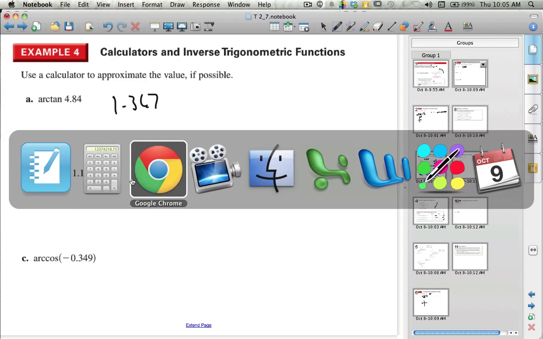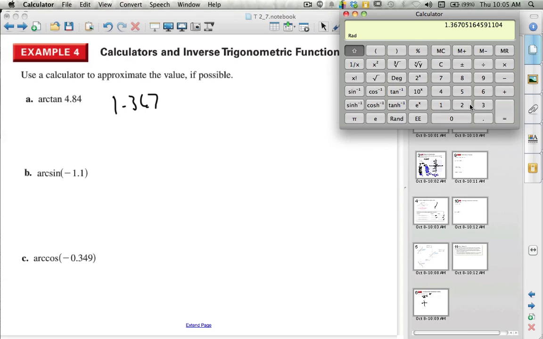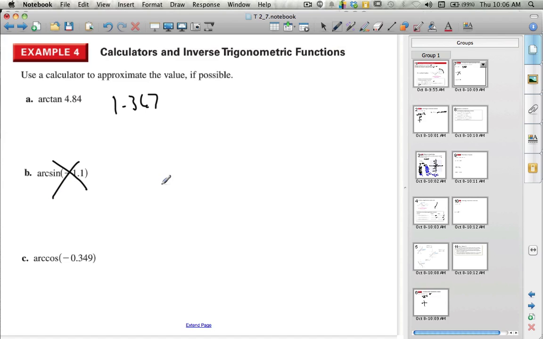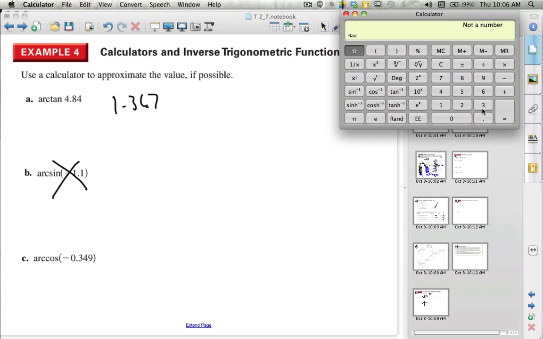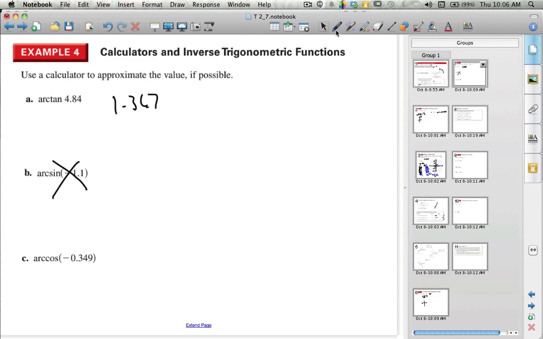If I want to do inverse sine, so 1.1 negative, and we want to do inverse sine, not a number. Remember, I have a domain restriction on sine. It can't be below -1. Okay, and if we do inverse cosine, 0.349, inverse cosine, it's 1.93. We'll call that 1.93. Okay, pretty straightforward. We could convert these into having pi in them if we wanted, but it's not really necessary for the purposes of this exercise.